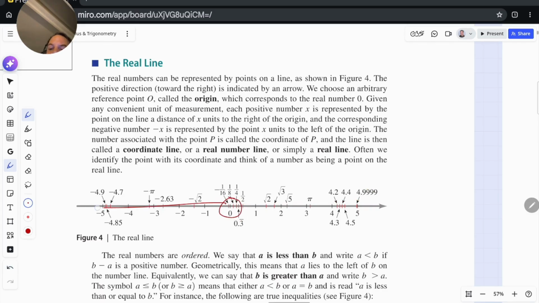To the left of the origin will be negative numbers. Each point P has a coordinate, its real number value. And then for order, A will be less than B if A is to the left of B on the number line, and A will be greater than B if A is to the right of B.